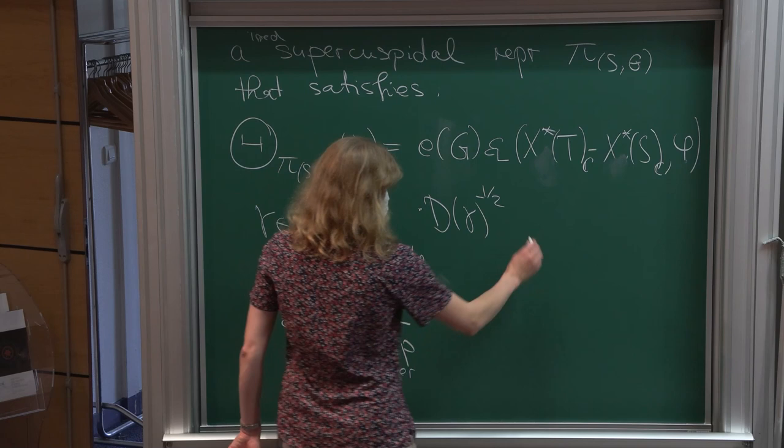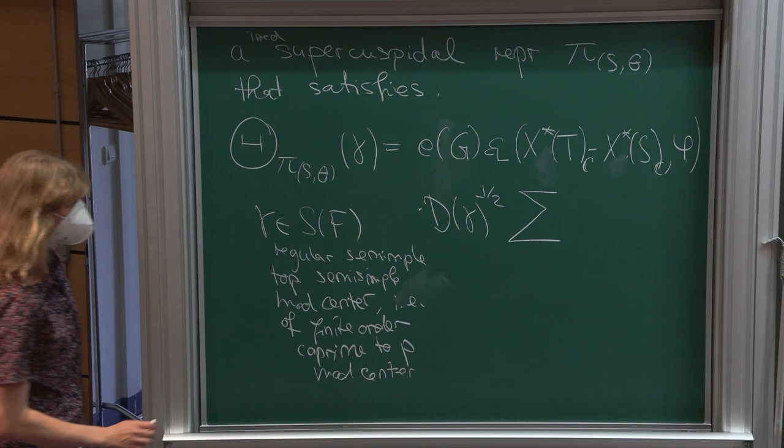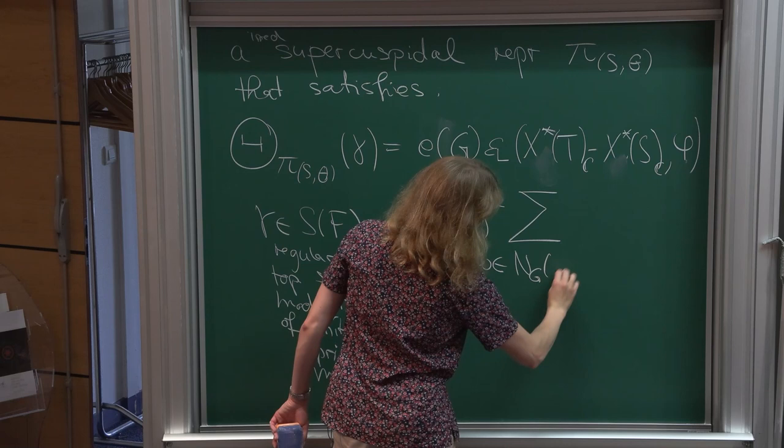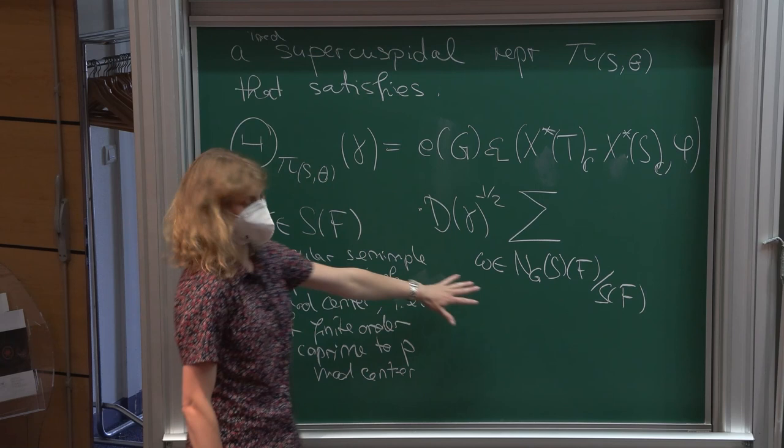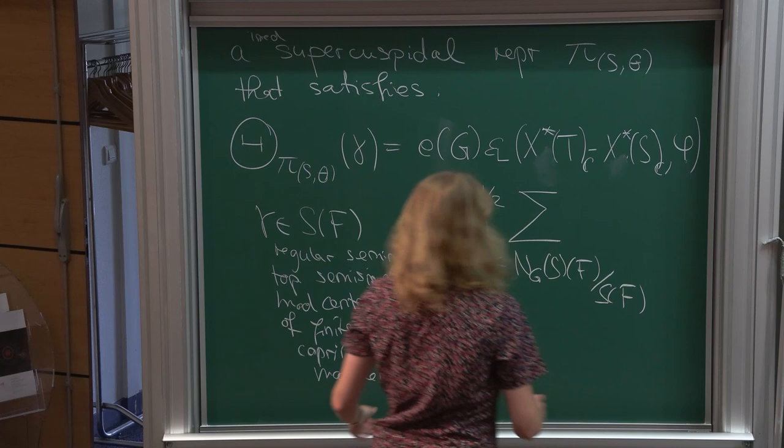And then we have a sum. And what is the sum over? Well, the sum is over the same as over there. We sum over all the elements in the normalizer of S, mod out by S. So you see the similarity between these two. So there's some weird sign. And then there's a sum over the normalizer of the torus. And what do we sum over? We sum over, let me put this down here.